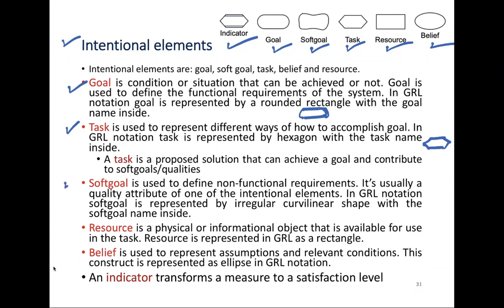On the other hand, a soft goal is used to define non-functional requirements. So we use goals to identify functional requirements and soft goals to identify non-functional requirements. It's usually a quality attribute of one of the intentional elements. In the GRL notation, a soft goal is represented by a curvilinear shape with the soft goal name inside it. So it looks like this shape.